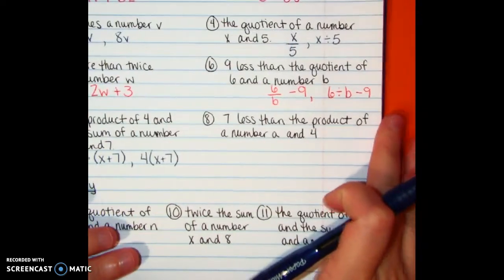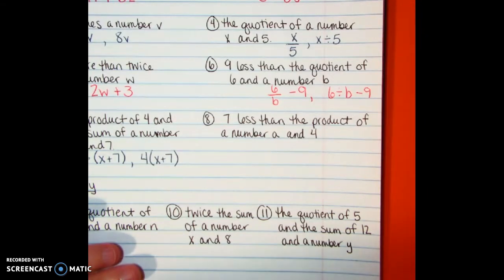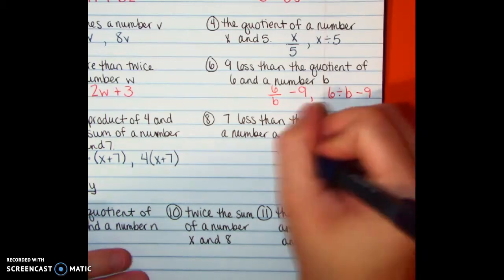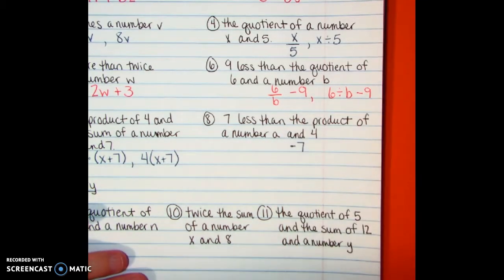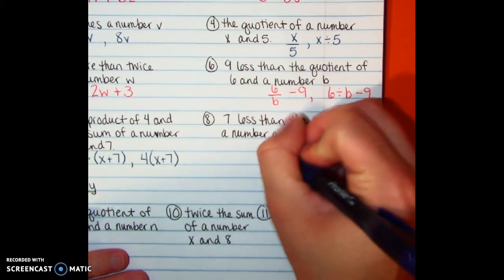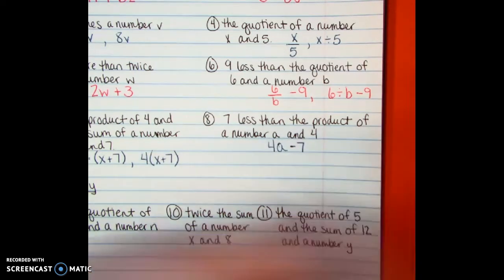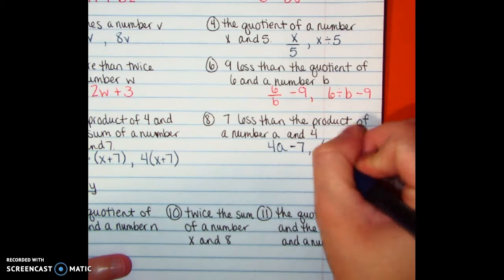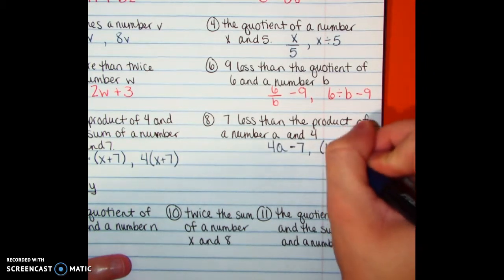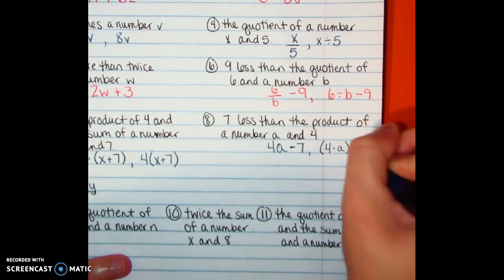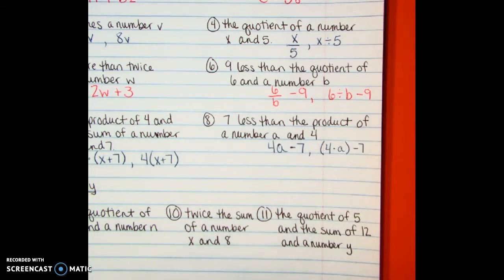Let's look at the last one together. 7 less than the product of a number a and 4. So 7 less than means I'm taking away 7 from something. And this one is the product of a and 4, so that's 4a. So that's 4a minus 7. You could also write it as 4 times a, minus 7.